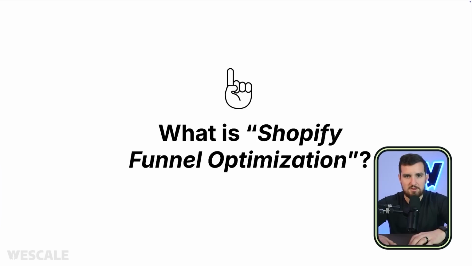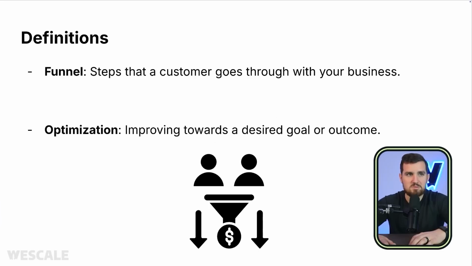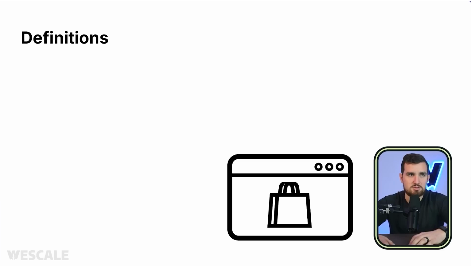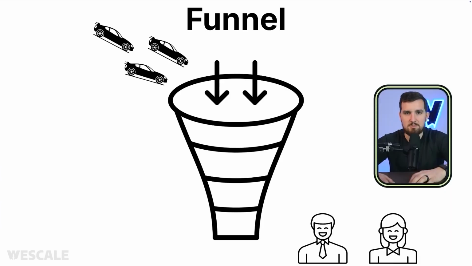So let's build it. Step one, what is Shopify funnel optimization? Well, to define it, a funnel is the steps that a customer goes through within your business. Optimization is improving towards a desired result or outcome. So some definitions: we have funnel optimization, then Shopify, Shopify funnel optimization. So our funnel is where we pour in traffic in the top, and we get customers out of the bottom, hopefully.